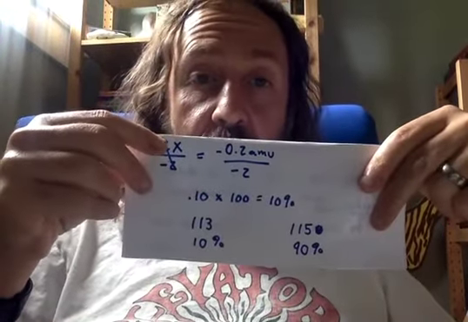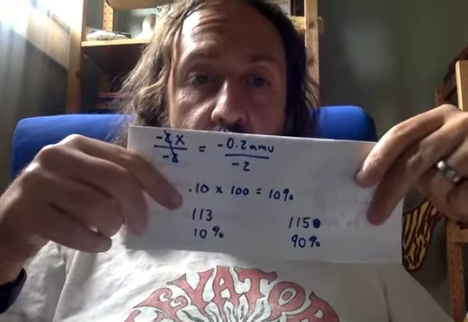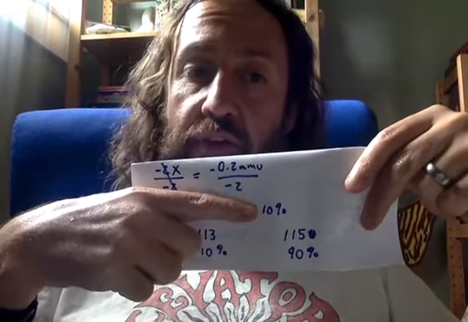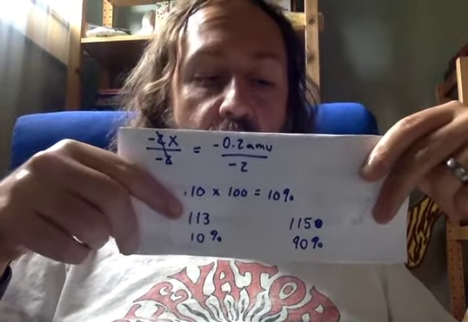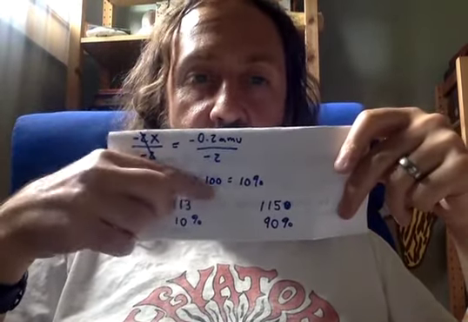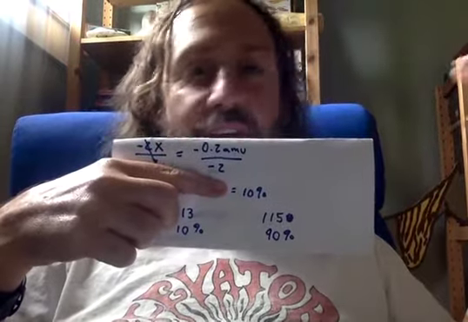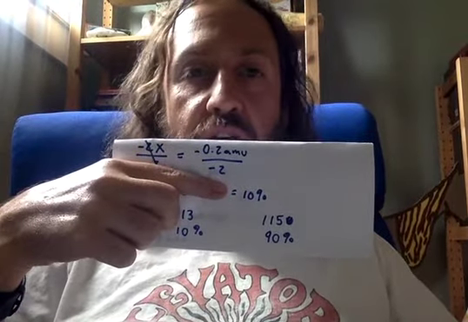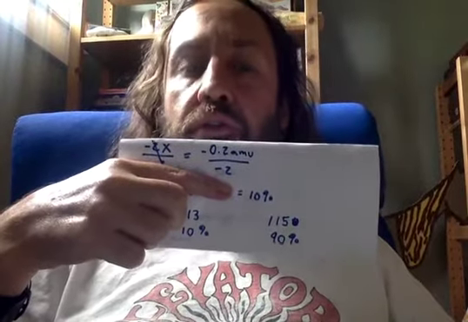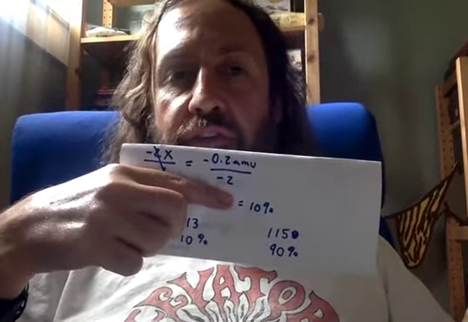Solve that out, divide both sides by minus 2, you get 0.10, times it by 100, that's 10%. So the one that we had defined as X, which is 113, comes out to be 10%. Sometimes it's got a decimal after it, sometimes it works out really nice. This one just worked out really nice. That's kind of part and parcel of using the 113 and the 115.